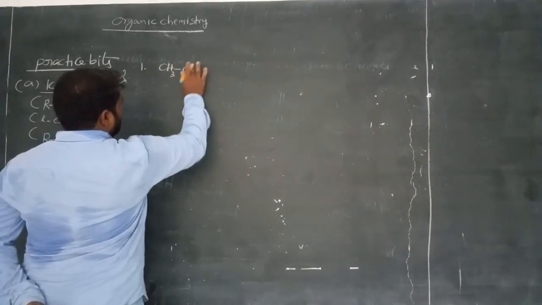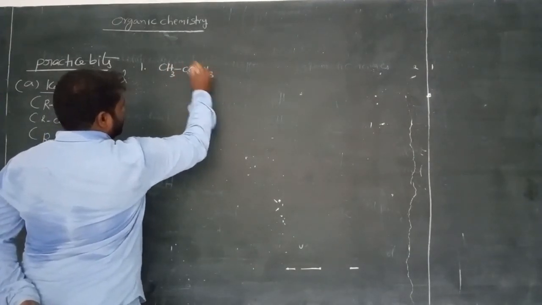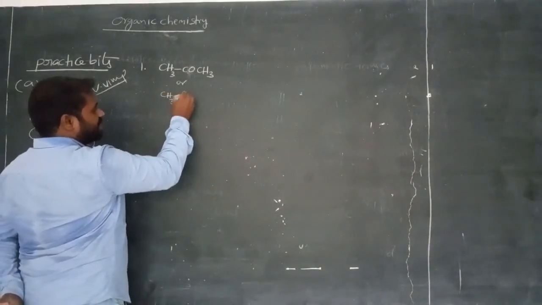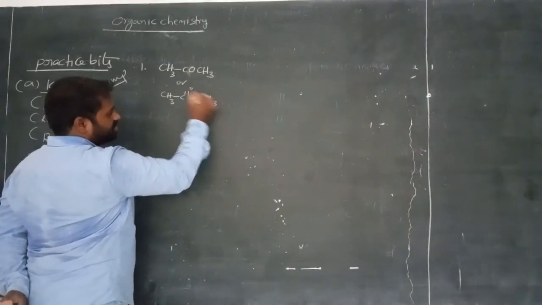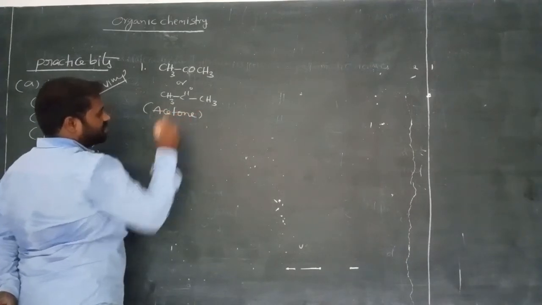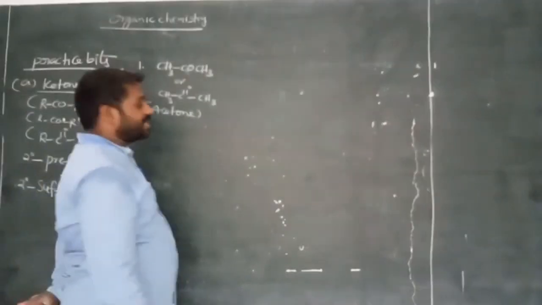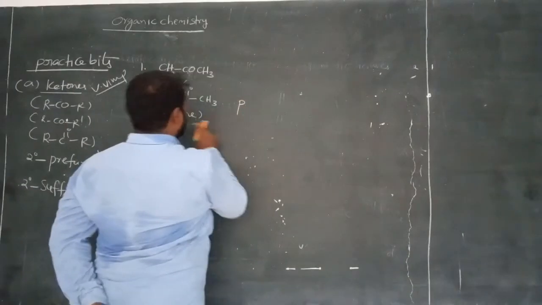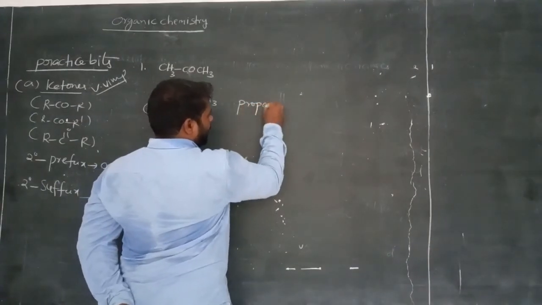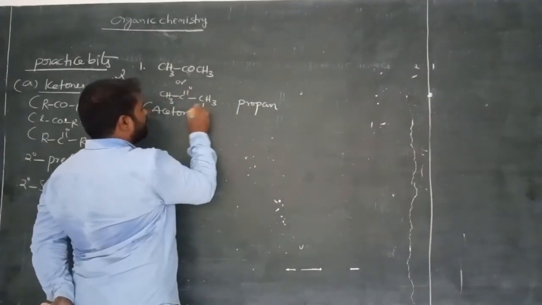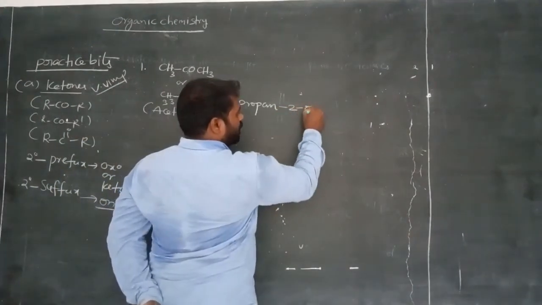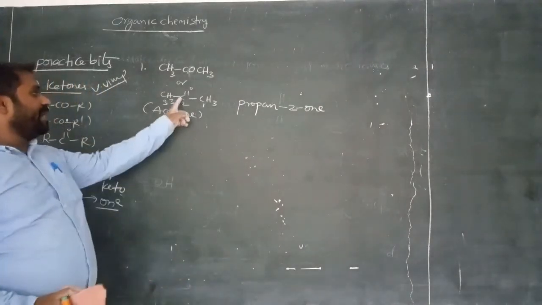CH3 CO CH3. Its structure can also be written as CH3 C double bond O CH3. Its common name is acetone. Remember this, regularly we use acetone, but its IUPAC name is propanone. How many carbons does it consist of? This is the main chain, 3 carbons. So propane, don't write the E. Give the numbering 1, 2, 3. At the second carbon the keto group is there. Propan-2-one.